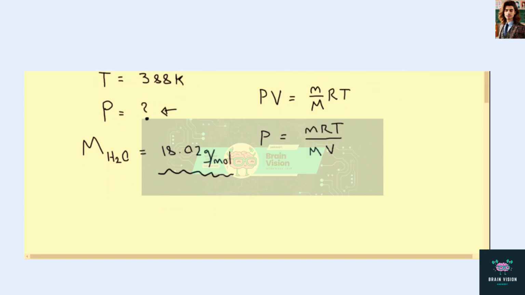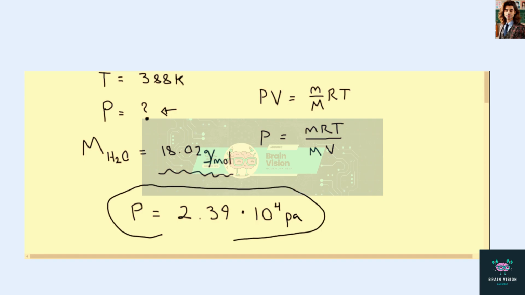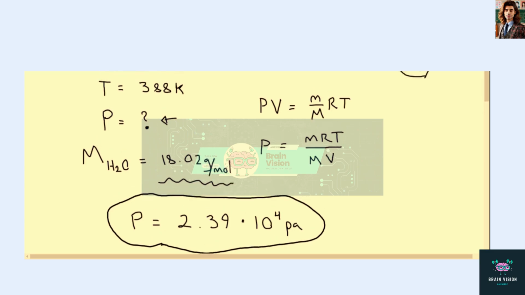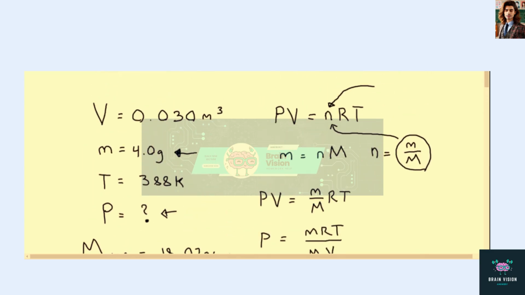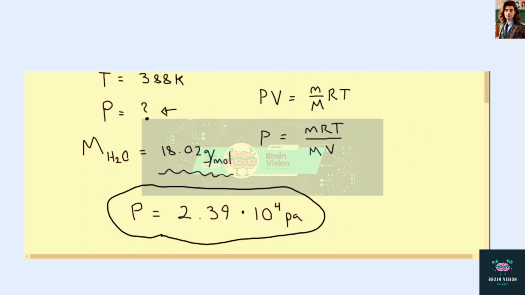So if we plug all of that stuff into our equation, we will get that the pressure is equal to 2.39 times 10 to the 4th pascals. So there you have it. We just determined the pressure of a sample of water vapor in a container with volume 0.03 meters cubed, where the mass of the water is 4 grams and the temperature is 388 Kelvin.